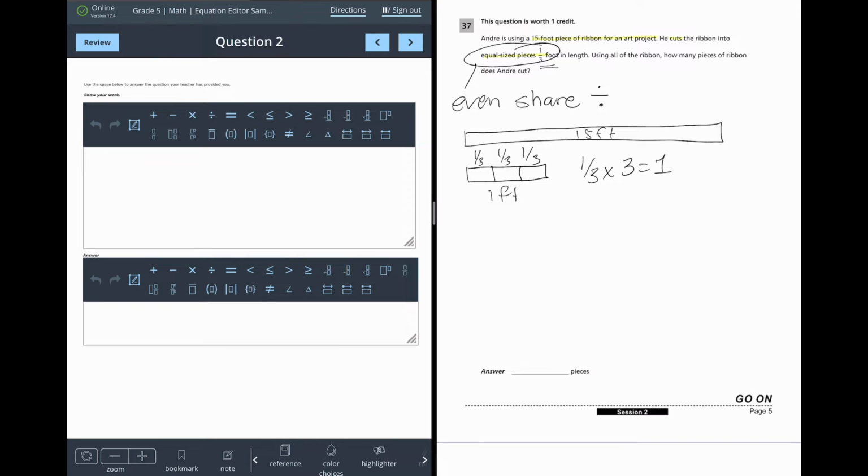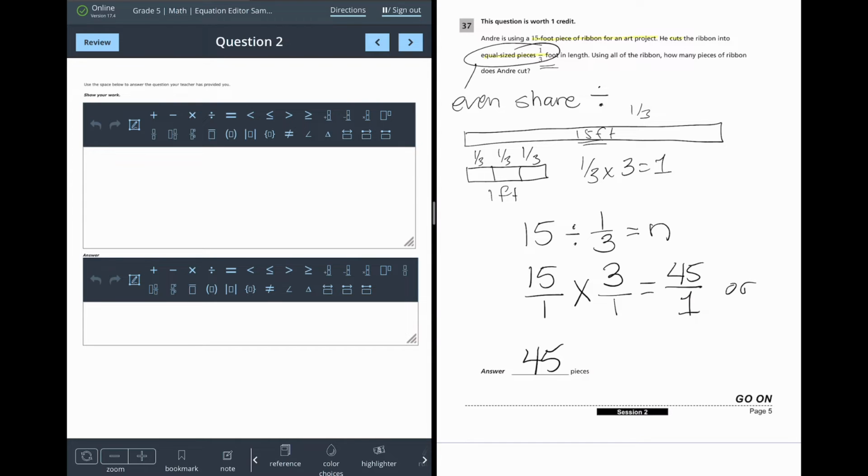So I'm going to think of, how do I want to solve this? Well, I want to cut my whole into 1/3. So I'm going to do 15 divided by 1/3 is equal to a number. All right, so I'm going to rewrite this as a multiplication problem: 15 over 1 times 3 over 1, because now this is something I can solve. All I did was rewrite it as multiplication, and I get 45 over 1, or 45 pieces.